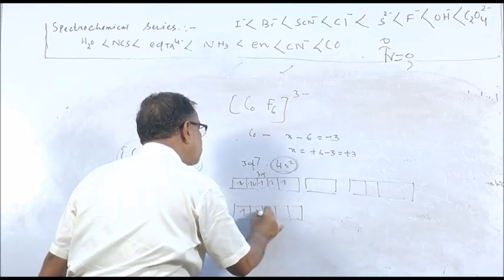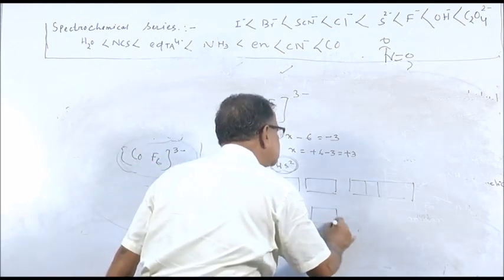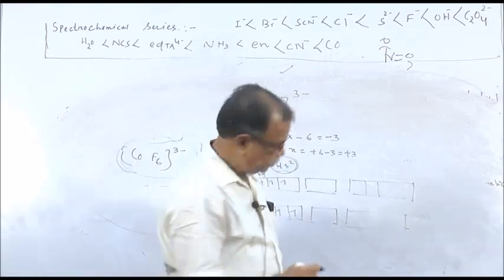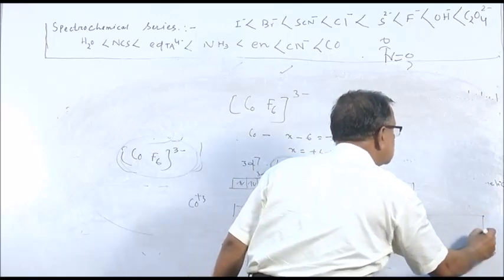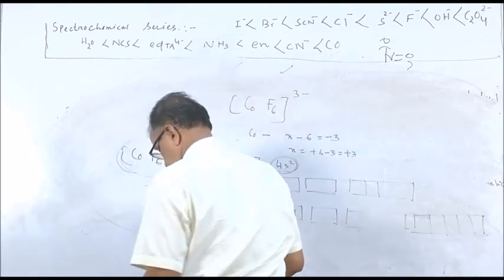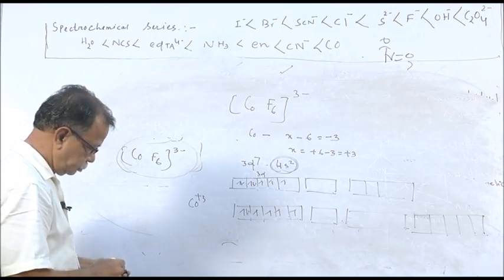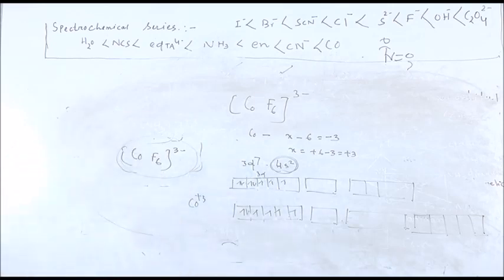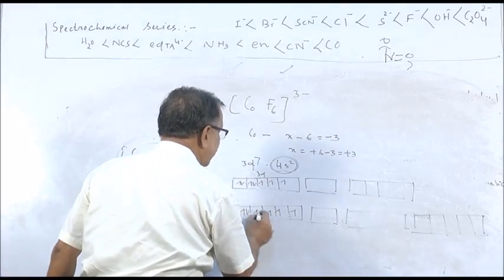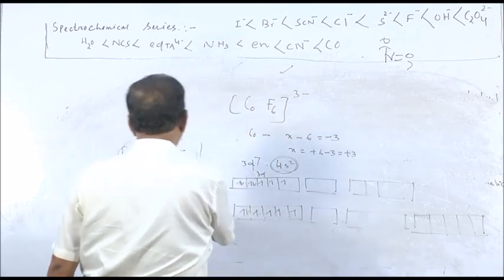3d, then 4s and 4p, triple sp. Look at here, the 3d6 and the s orbital. This fluorine is a very weak ligand.